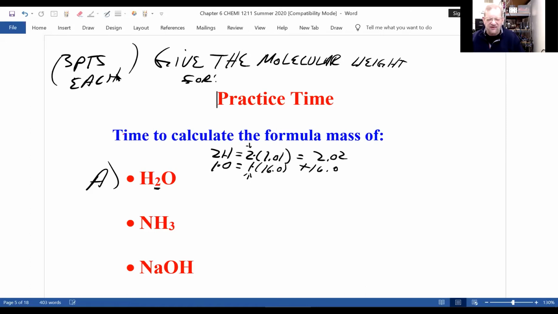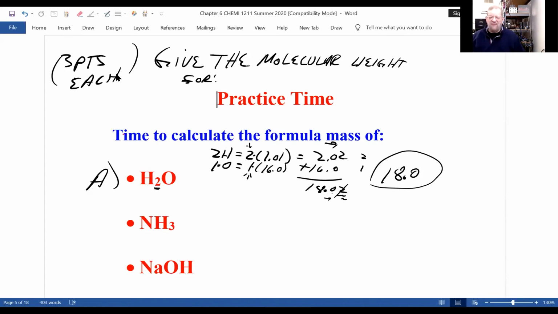And now I have to add these up. Now I get 18.02, but that's not the correct number. Remember, when you're adding, you have the same number of significant figures to the right of the decimal point as the number that has the fewest. This has 2, this has 1, therefore I have to round this off to 1 to the right, keep the 0, use the 2 to round off, that's 4 or less. So the correct answer for this class for the molecular weight of water is 18.0.